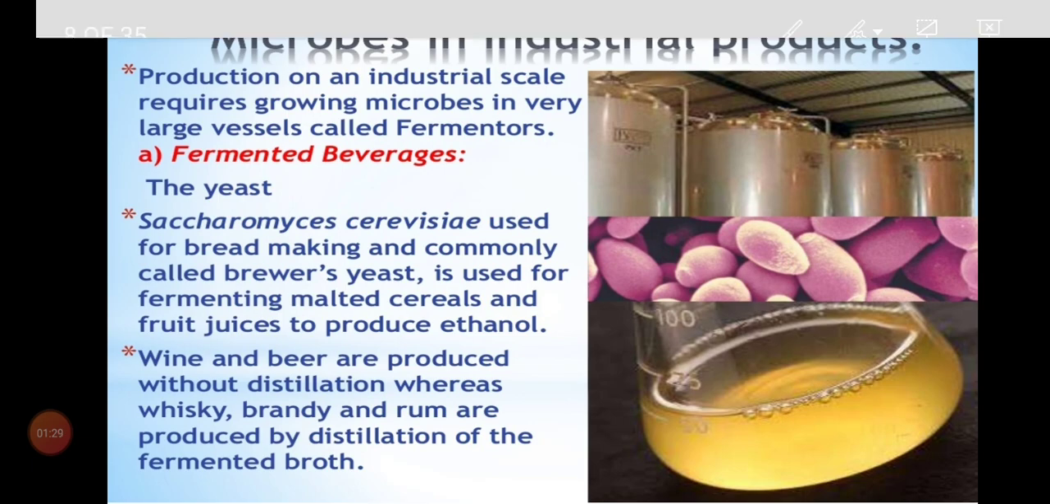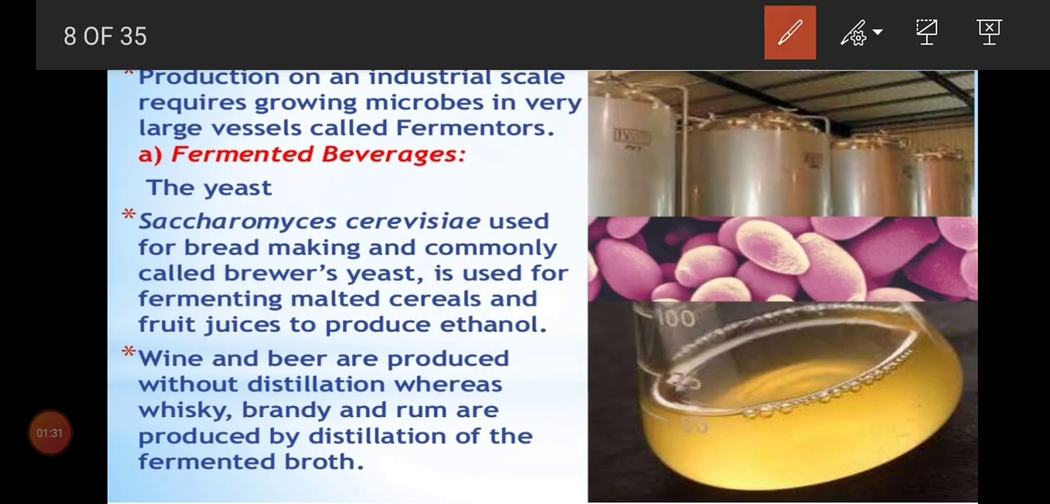Is that clear, children? Now I will explain the point. Now look at this. This is the fermenter. These are the large vessels which can be used in industries for the production of our desired product. First we will see fermented beverages.